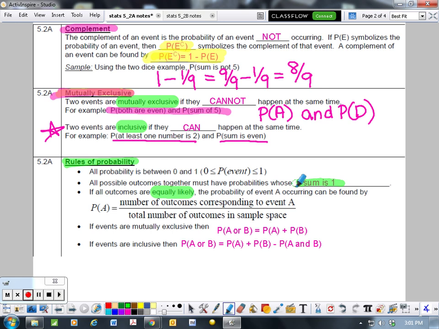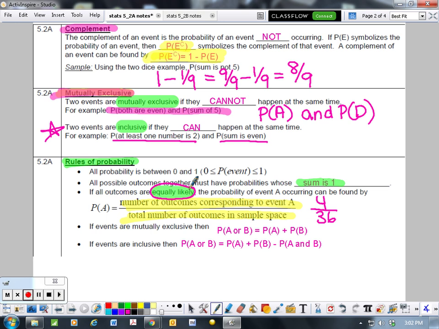If all outcomes are equally likely, the probability of event A occurring, P of A, is the number of outcomes corresponding to that event. So how many times did I get them adding up to 5? I got that 4 times out of the total number of outcomes, 36. So that's our rolling die problem. We had 4 that added up to 5 out of 36 possible outcomes, and that gave me my probability. But again, that only works if they're equally likely. And in chapter 6, we'll start looking at events that are not equally likely.